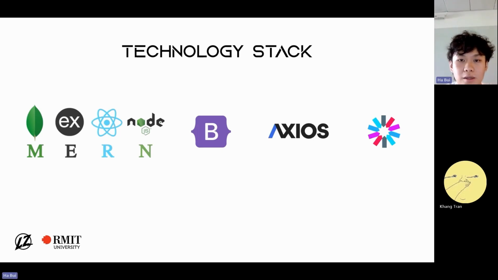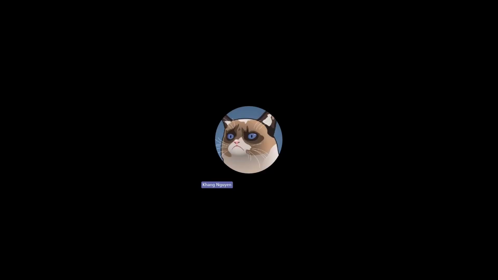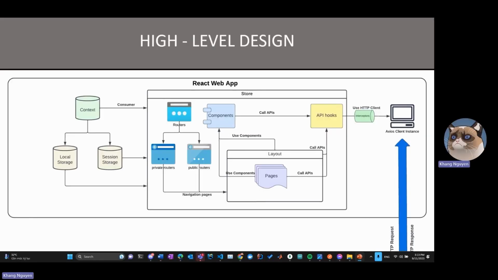Now I'm gonna pass on to Khang for the high-level design. For high-level design, firstly is the front end. For the front end, we use a React web app, and here we have the container, which is the store. This store indicates that everywhere in our app we can use data from the useConfig hook, or we can use data from local storage or session storage of the browser.